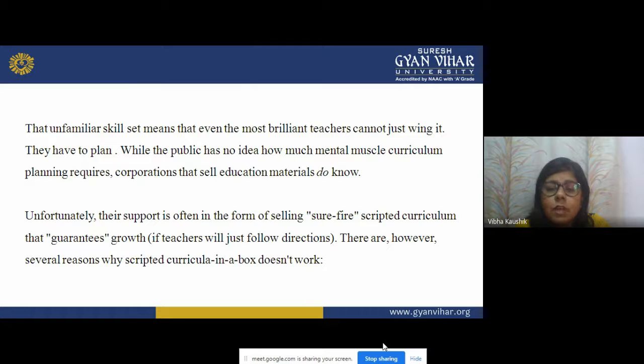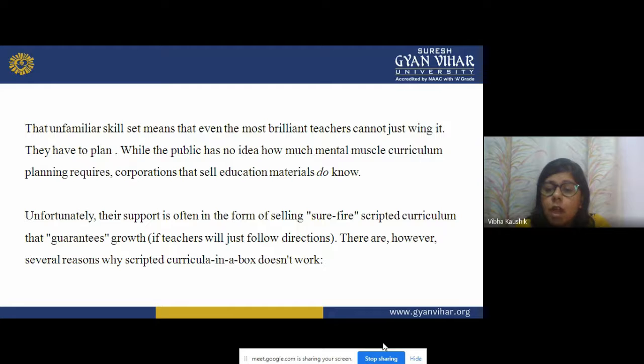Surefire scripted curriculum that guarantees growth, if the teacher will just follow directions. It means the curriculum will definitely show that the students will have growth if the teacher just follows the direction that this curriculum has to be used in that particular manner. These can be the teaching strategies, the techniques or the materials which can be used.